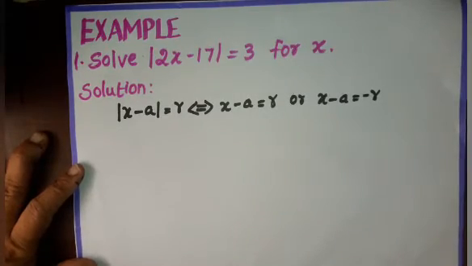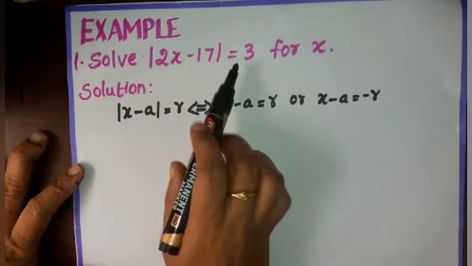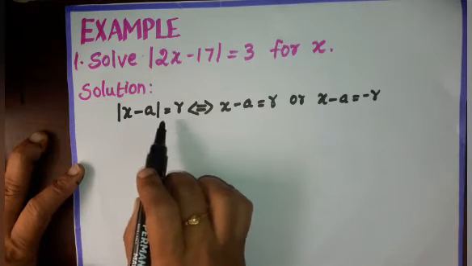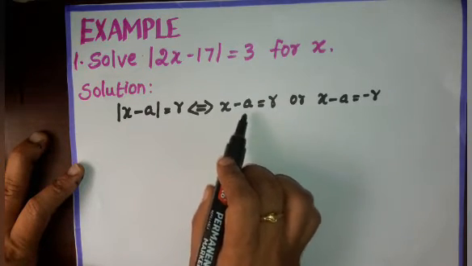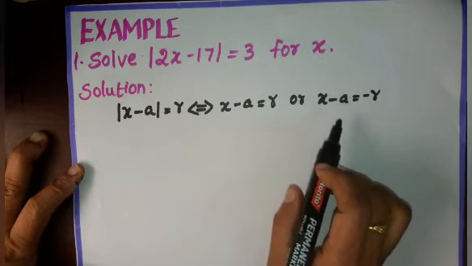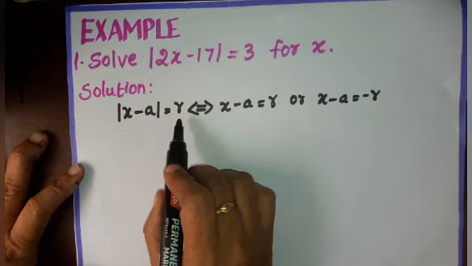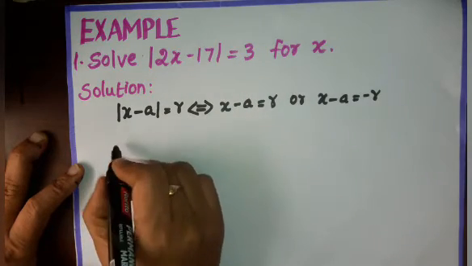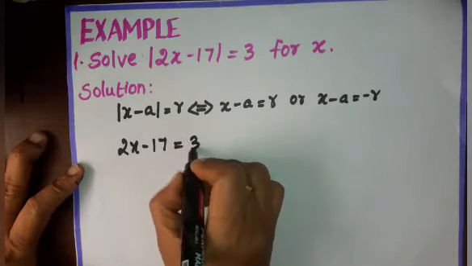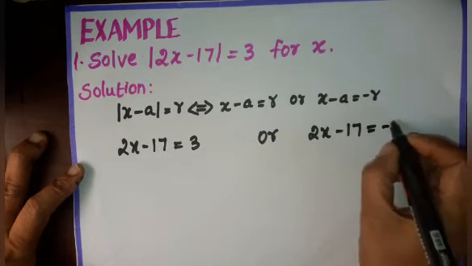Let us discuss some examples. First example, solve modulus of 2x minus 17 equal to 3 for x. We know that modulus of x minus a equal to r if and only if x minus a equal to r or x minus a equal to minus r. In the place of x minus a, we have 2x minus 17. In the place of r, we have 3. Then we get 2x minus 17 equal to 3 or 2x minus 17 equal to minus 3.